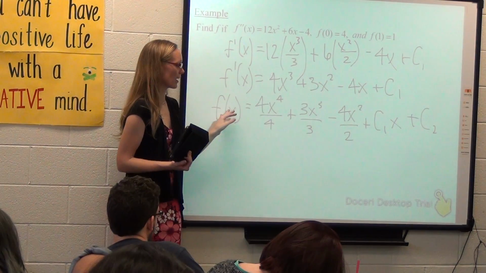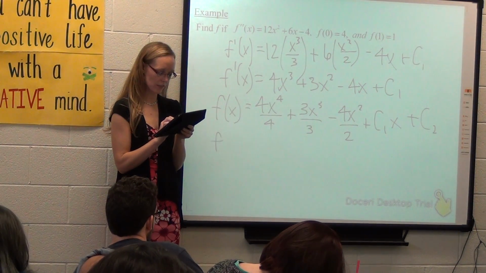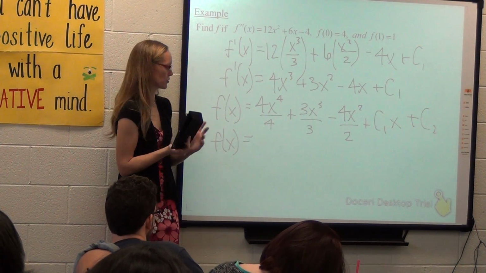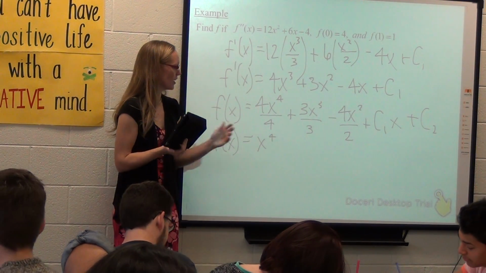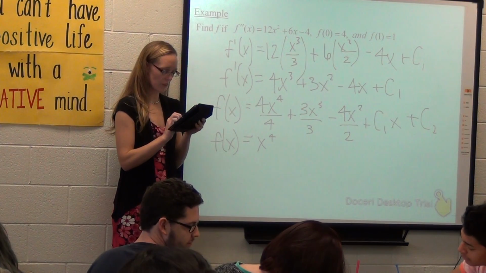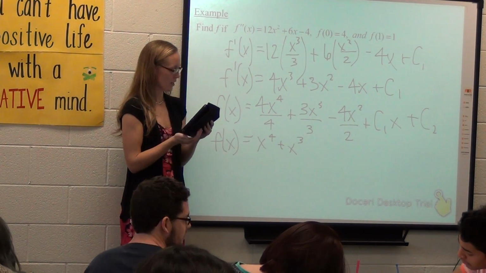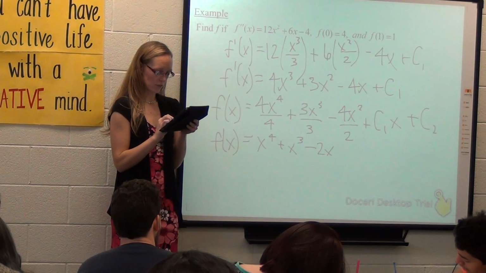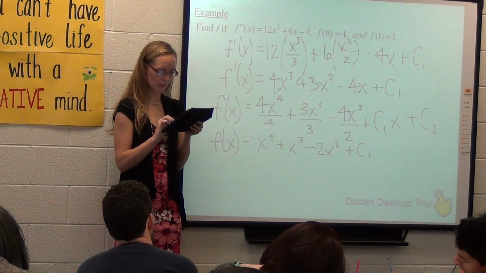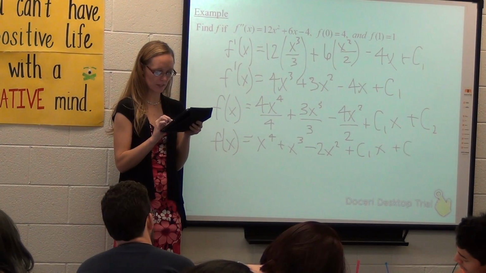So I'm going to simplify this first, just so that everything is in its simplest form. These 4s cancel out to leave me with x to the 4th. These 3s cancel out to leave me with x to the 3rd. Negative 4 over 2 reduces to negative 2x squared. And then c sub 1 times x plus c sub 2.